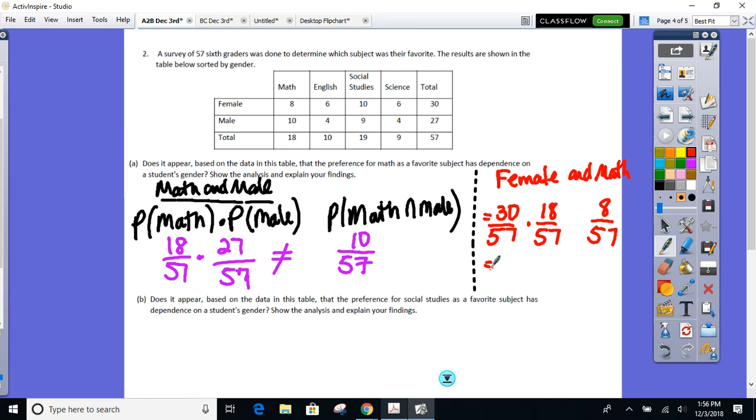What are we finding out? Nope. Once again. So what can you tell me about gender and liking math? Oh, they do. They're dependent, which means your gender does affect if you like math or not, remember. All right, so yes, there is dependence.